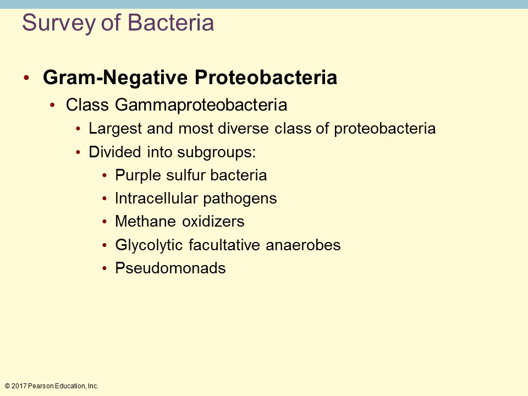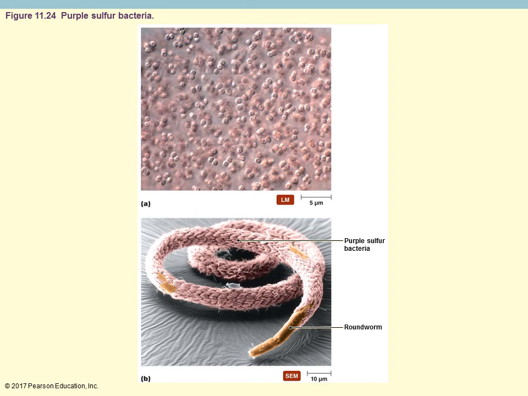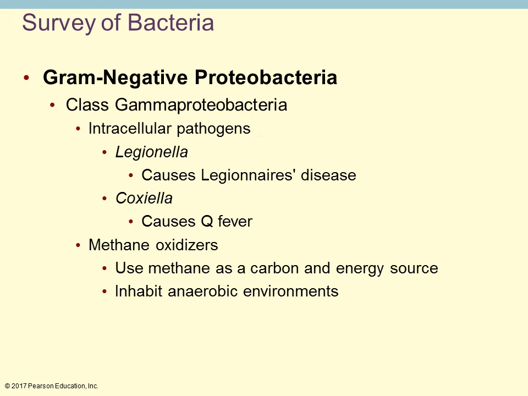Some of these groups you will have different subgroups. In this group, you have your purple sulfur bacteria. Once again, they can become pathogenic on other organisms, such as in the picture in B on a roundworm that it is affecting. Some become intracellular pathogens. Legionella causes Legionnaire's disease.